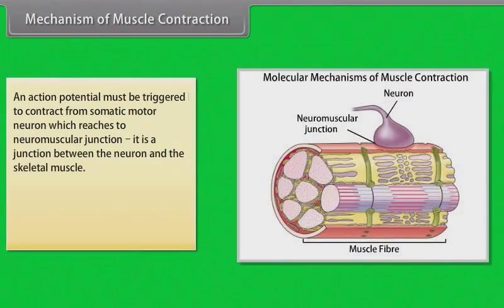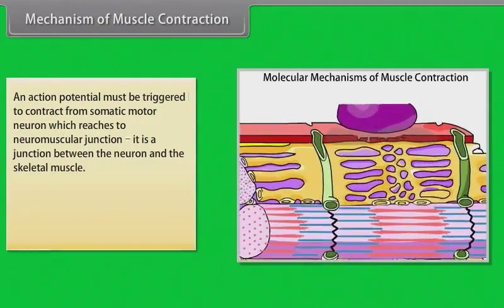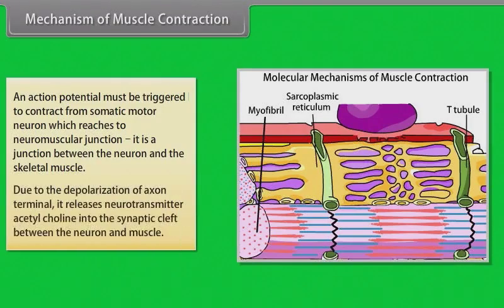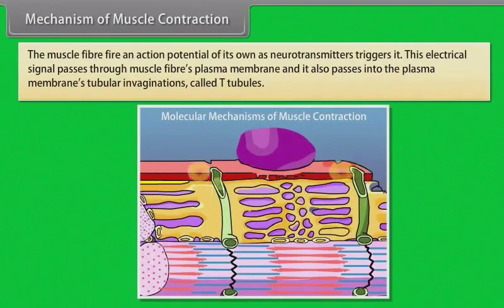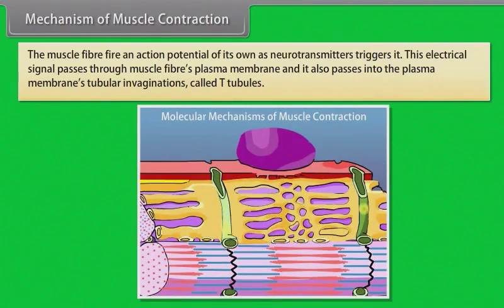An action potential must be triggered to contract from a somatic motor neuron, which reaches the neuromuscular junction. It is a junction between the neuron and the skeletal muscle. Due to the depolarization of the axon terminal, it releases the neurotransmitter acetylcholine into the synaptic cleft between the neuron and muscle. The muscle fiber fires an action potential of its own as the neurotransmitter triggers it.